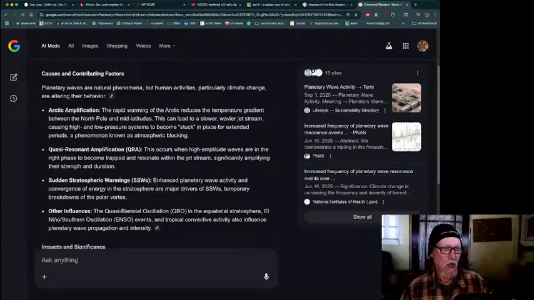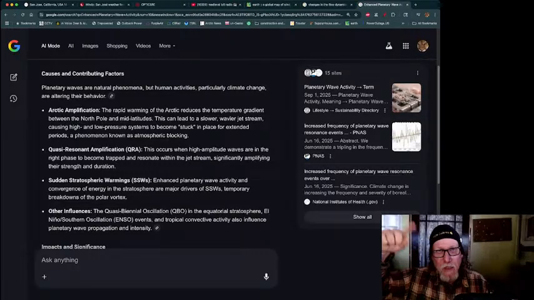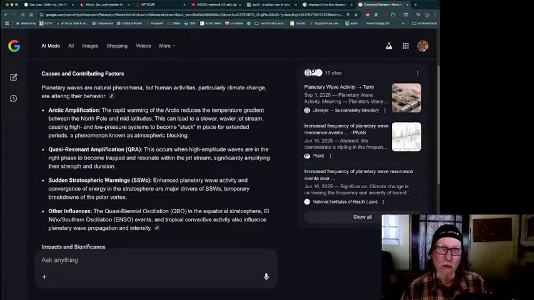Quasi-resonant amplification. This occurs when high amplitude waves, wavy jet stream, are in the right phase to become trapped and resonate within the jet stream, standing waves, like a guitar string when you pluck it, significantly amplifying their strength and duration. Yeah, that's another way of saying you're screwed. When the weather comes for you, it stays.